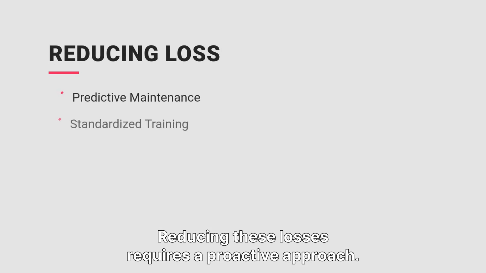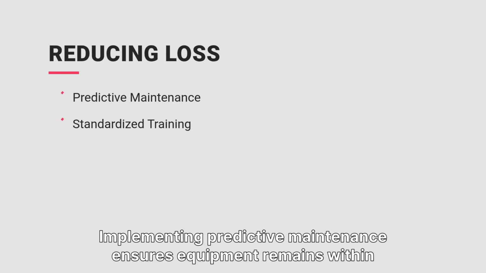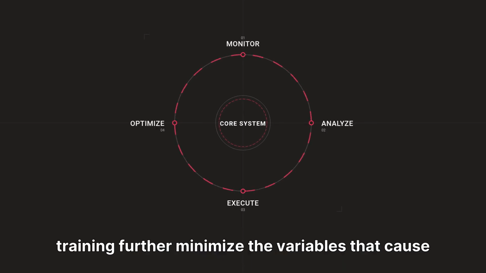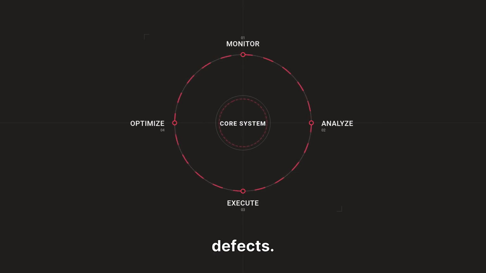Reducing these losses requires a proactive approach. Implementing predictive maintenance ensures equipment remains within tolerance. Rigorous material quality control and standardized operator training further minimize the variables that cause defects.